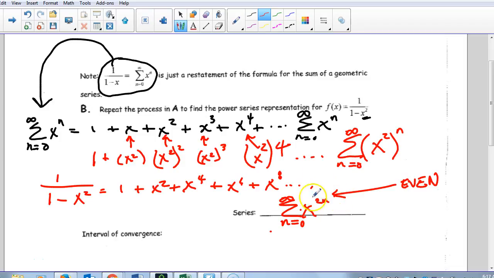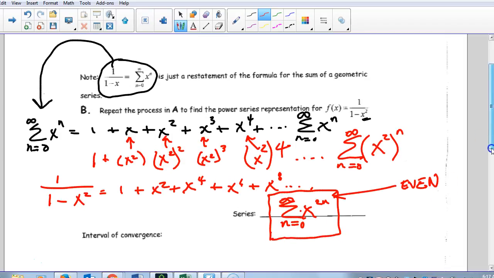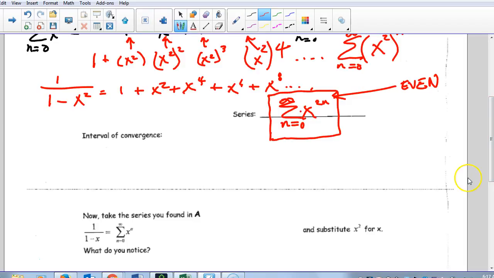Okay, so 2n is going to be an even number. Now, the interval, we already said we can prove this over and over again if you are so inclined. And on the AP, they might say, hey, prove it. Don't just tell me it. But we're going to say it's negative 1 to 1, and that's because the coefficient is 1. And if you actually bust this out, it's going to tell you, oh, never mind. We're done. Interval of convergence is negative 1 to 1.